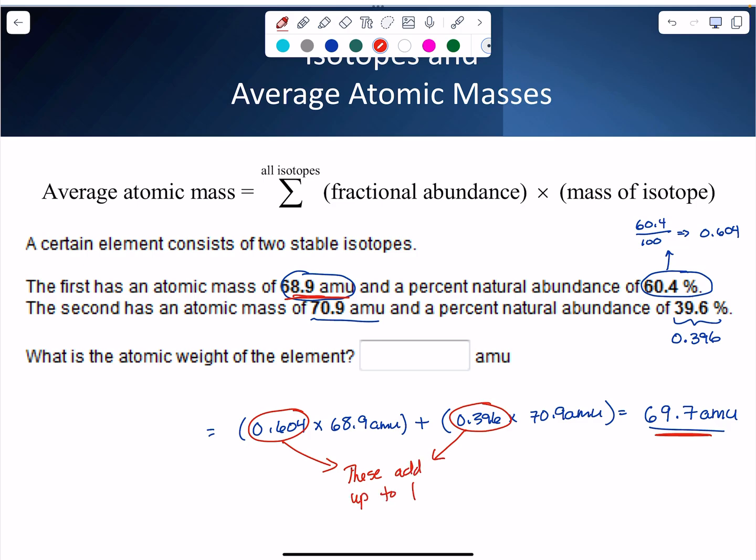So they add up to 100% of the material that you find, if you were to take samples of this element.